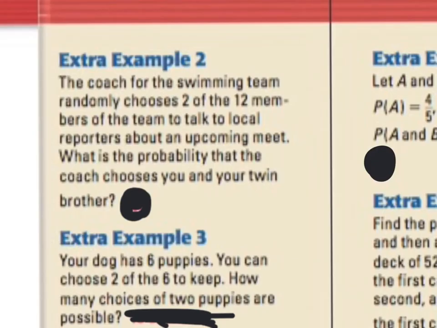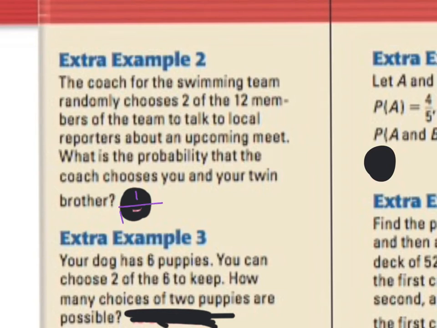Extra example. Guys, the coach for the swimming team randomly chooses 2 of the 12 members of the team to talk to local reporters about an upcoming meet. What's the probability that the coach chooses you and your twin brother? So this is 1 out of 132 is what it is.